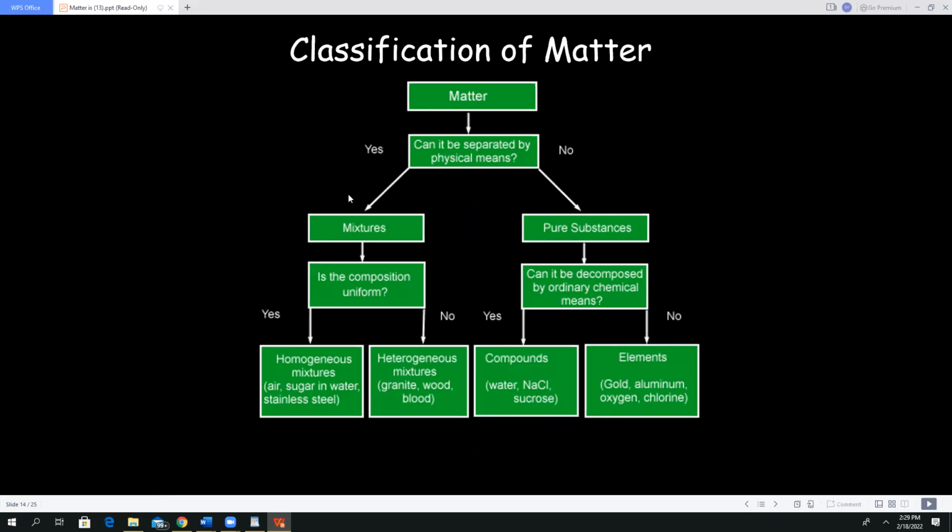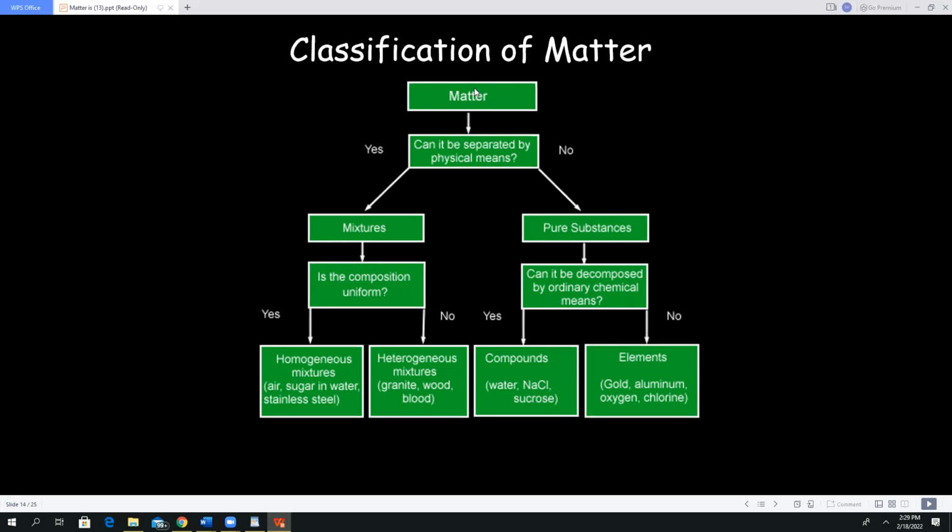Okay, so here's a classification of matter, kind of like what I asked you guys to do, except I didn't want it this way because this is a flow just for you to figure out. For example, carbon dioxide. So you say, can it be separated by physical means? The answer would be no. So it would be a pure substance. Can it be decomposed by ordinary chemical means? The answer is yes. And that would be a compound, you see? That's how you would classify it.